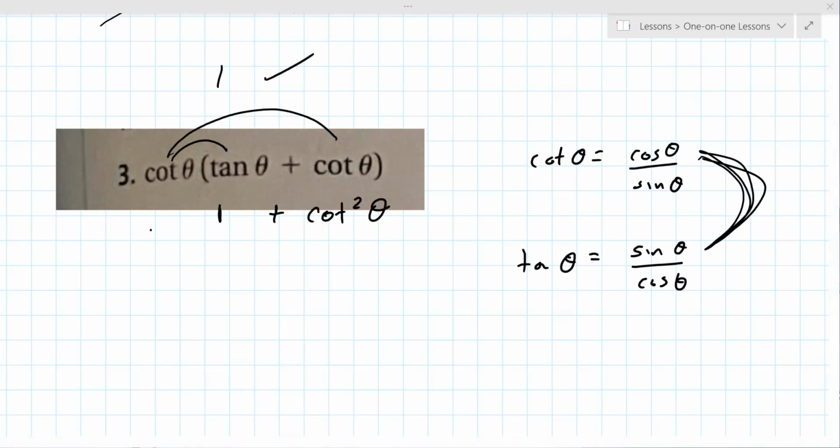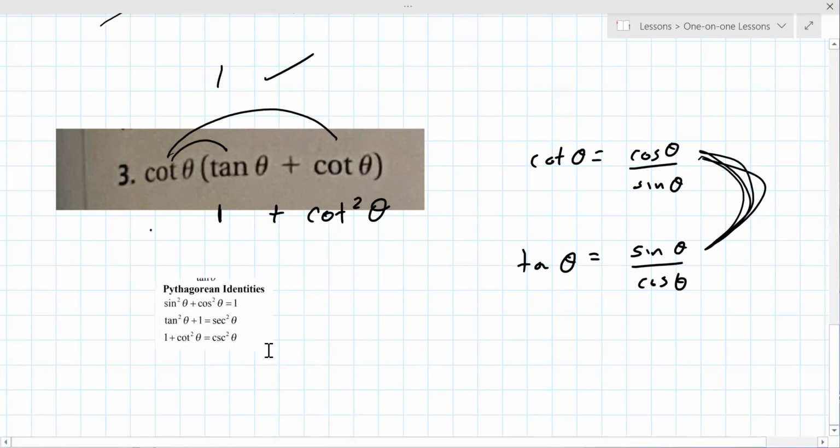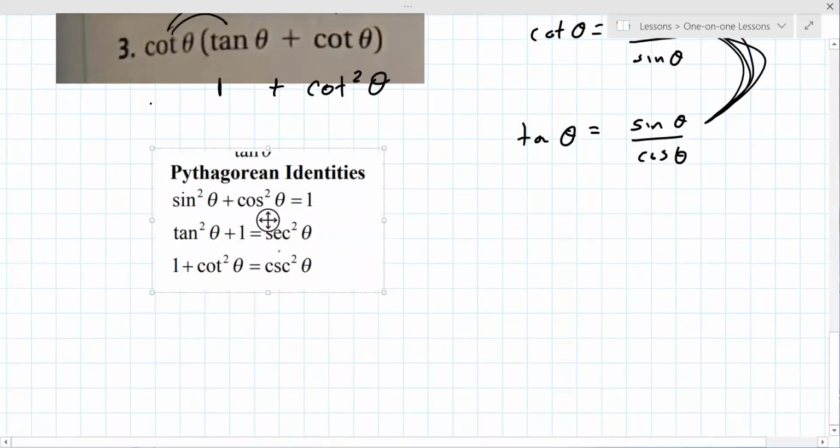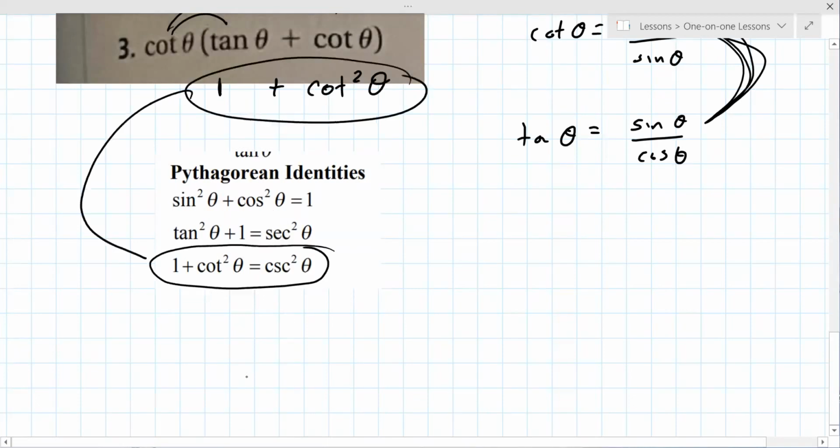Now, I'll send this to you in the chat. This is the reference sheet that I just sent to you that I'm pulling most of this information from. So it's a handy reference to have. Whenever you see a sine squared, a cosine squared, whenever you see anything squared, or if you see a 1 plus or a 1 minus, you often can use one of these identities. Do you see that 1 plus cotangent squared, which is what you have here, is cosecant squared? And that's your final answer for that.